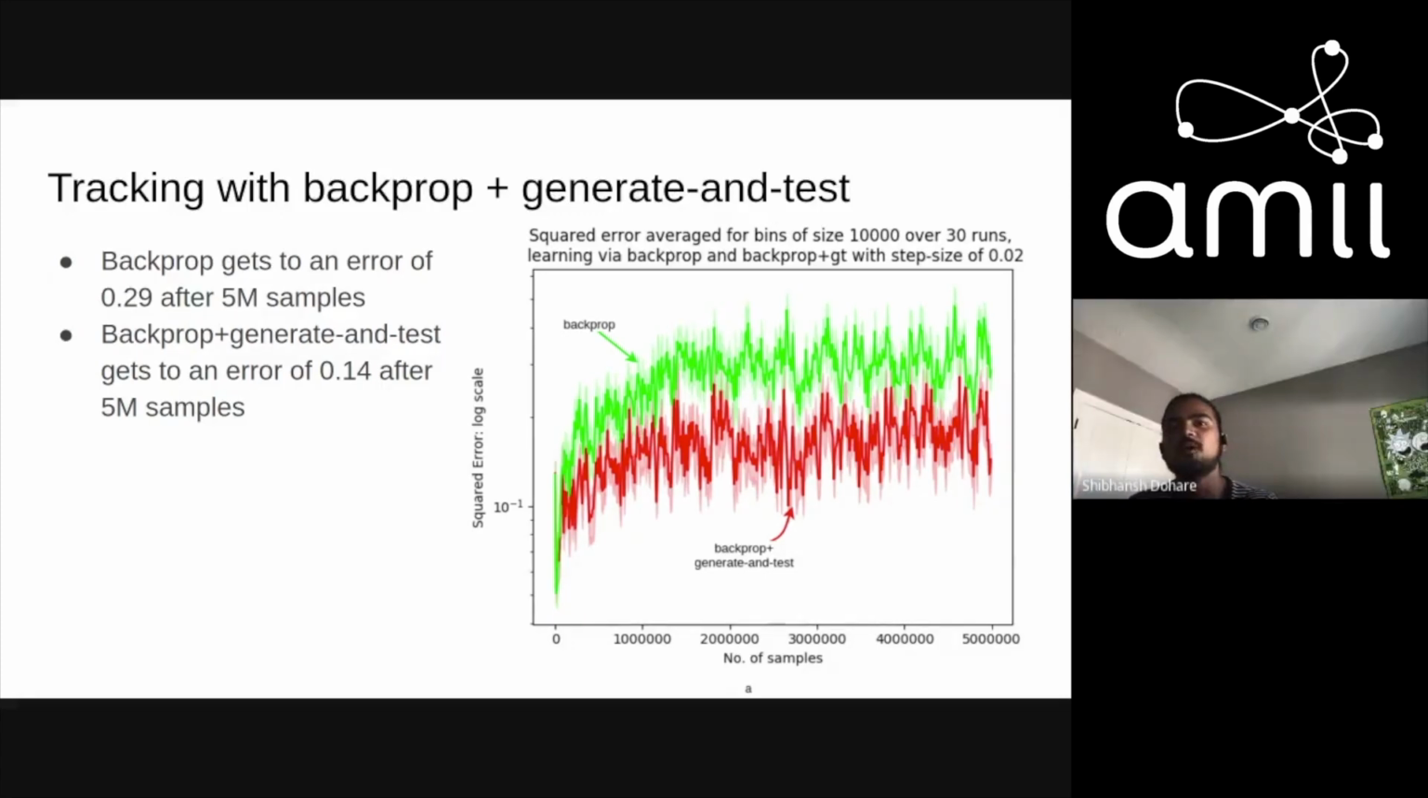Yes. So Rupam, sorry, just a second. Rupam, at the end of his work, also did the same thing. Like he trained via backprop and also replaced a little bit.